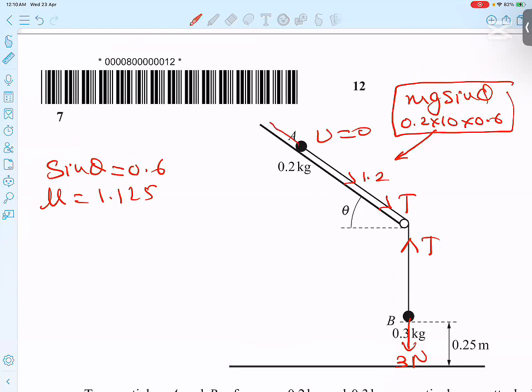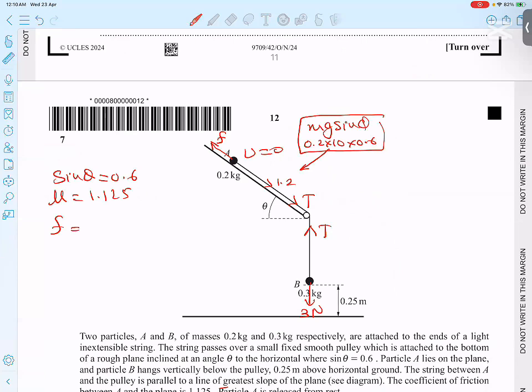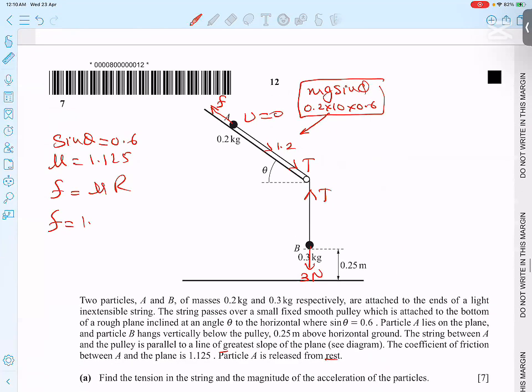Okay, and friction is acting backwards. And how to find friction? Actually friction F is equal to mu R, and mu is 1.125. And R is what all of you are familiar with. This is R, and this downward is mg cos theta. And basically mg cos theta, m is 0.2.